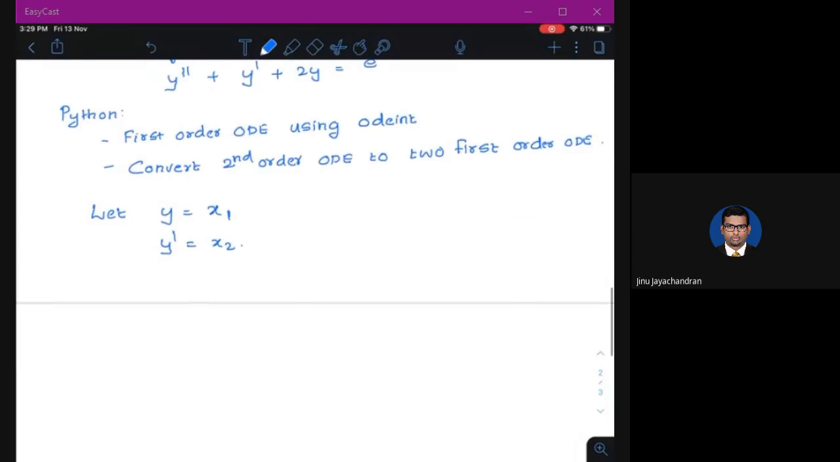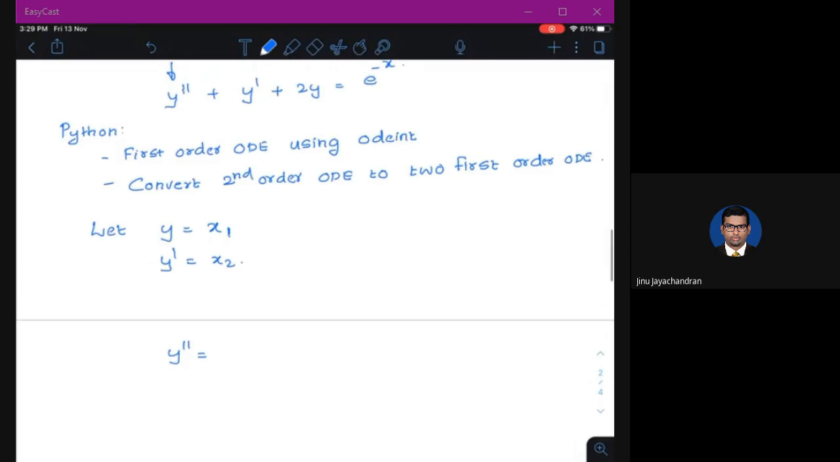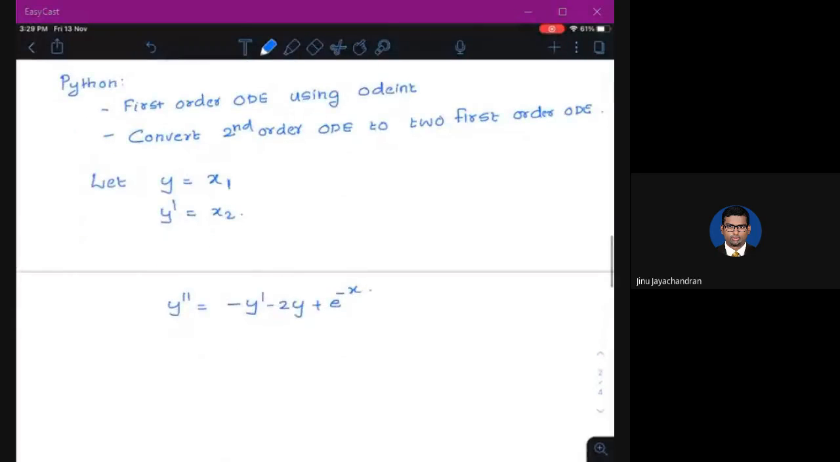Okay, now I write y double dash is equal to, I can bring all these terms to this side, because finally we need the maximum order in the left side and all other terms in the right side. So I can write this as minus y dash minus 2y plus e raised to minus x.